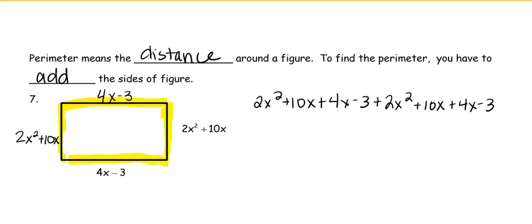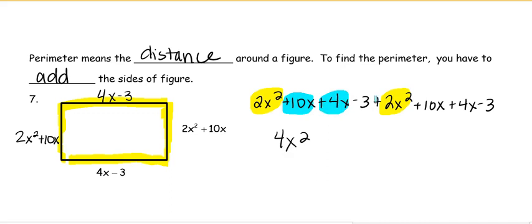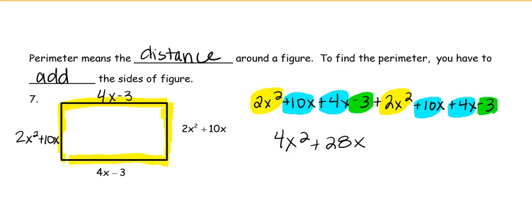So we're going to add up all of those sides. Let's start with our highest exponent, which is 2x squared. And we have 2x squared plus 2x squared, which gives us 4x squared. And then let's look at all of our x's. We have 10x plus 4x plus 10x plus 4x, so 10, 14, 24, 28. So we have 28x. And then lastly, those constant numbers, negative 3 and negative 3, which gives us negative 6.